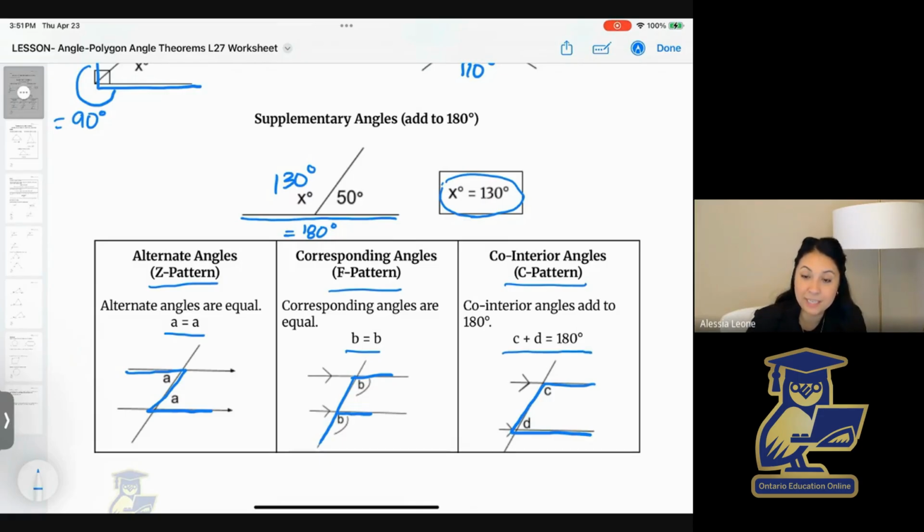The angles set up in a Z pattern, those will be equal. The angles set up in this F pattern, those are equal. Angles set up in this C pattern, the inside, those two angles, C and D, will equal 180 degrees. These patterns will make more sense when we start to use them in our practice questions.